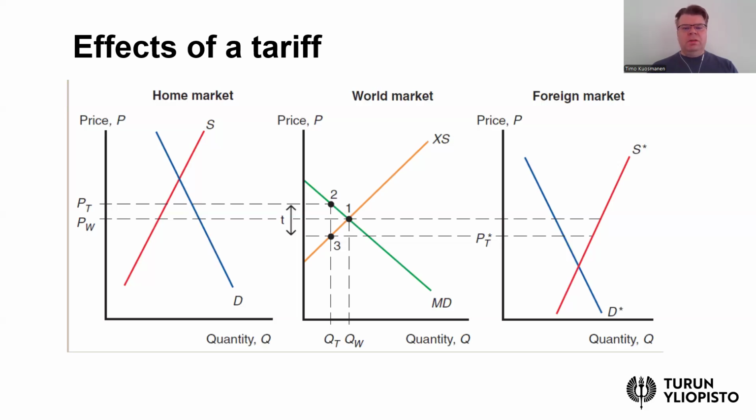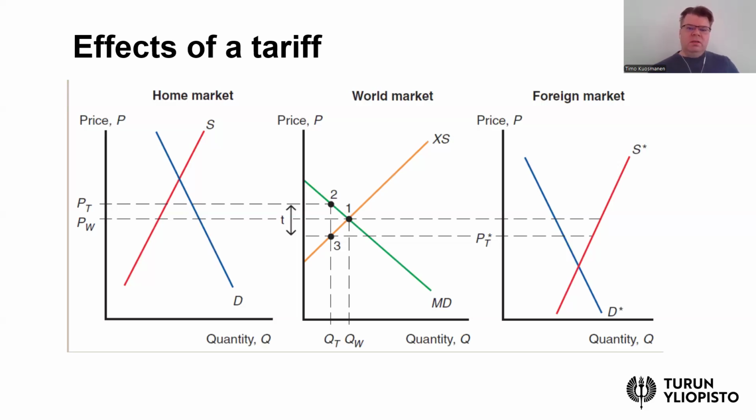So let's consider first the case without tariffs. Let's start from the middle of the diagram, labeled world market. In the world market, the demand curve is the green colored line MD, and then we have the orange colored supply curve. These reflect the market demand and the market supply in the global market.